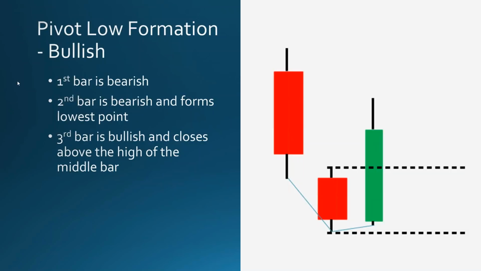And again, just like with the pivot high, if this bullish bar closes above the high of the bearish bar, then it is a true pivot low. If it closes at the high or less, it will just be a ghost pivot, not as strong as a true pivot, but it still could move the market upwards.